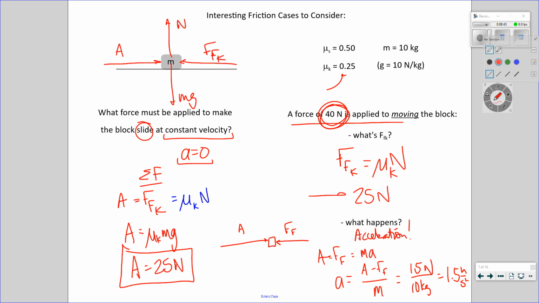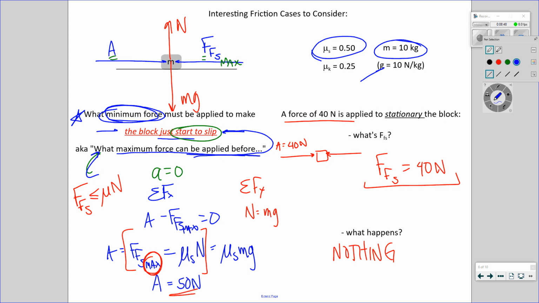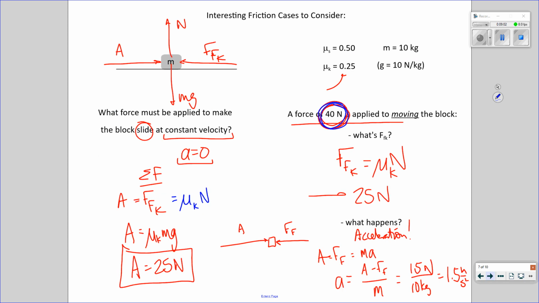So notice the point being, the same force applied in two different scenarios has completely different effects. In the static case, it's not enough to overcome that peak static friction. It's not enough to even get the thing moving. But if the thing is moving and we apply that force, it's enough not only to keep it moving, but to make it accelerate. So we have to be real careful about what the scenario is, in terms of whether something is moving or not. Therefore, which coefficient are we supposed to use? Therefore, what effect does that have on the object's motion?